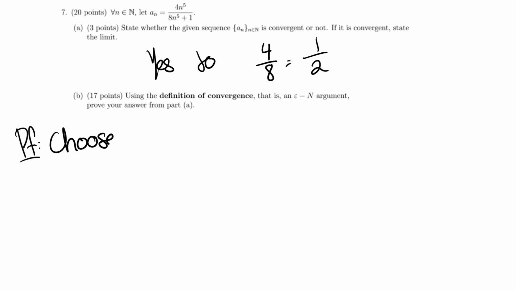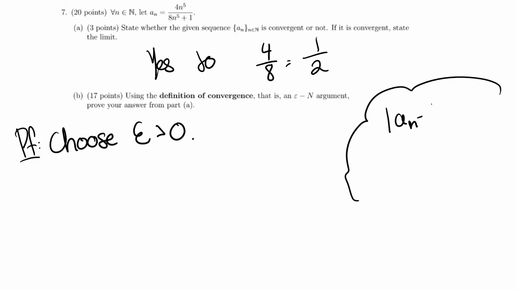So remember, we want to choose some epsilon bigger than 0. And then we immediately go over into scratch work, into our dream world. So what is it that we want? Well, we want that a sub n minus 1/2 is less than, well, let's start plugging in all this craziness: 4n to the 5th over 8n to the 5th plus 1. And often the way to go is to get common denominators and combine them. So maybe let's start with that.